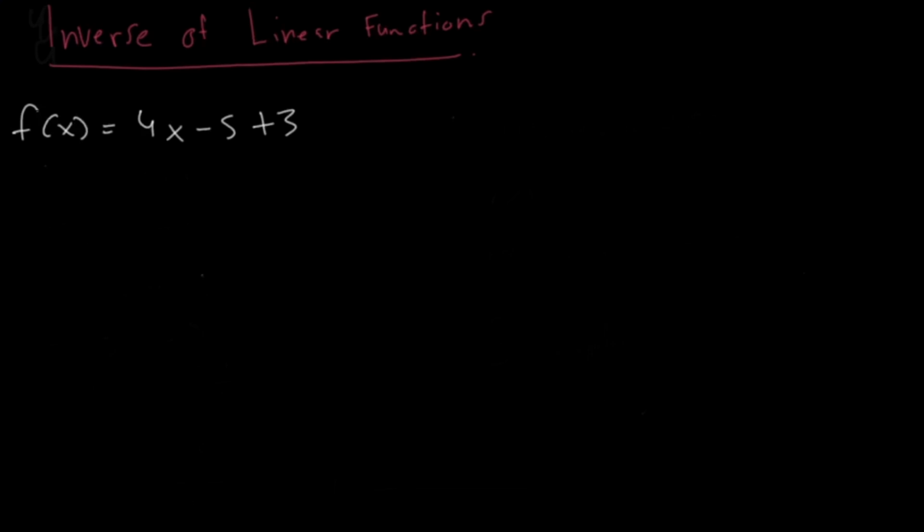So first things first, I can see that this is not simplified fully yet. So to simplify fully, let's simplify it. We know this is going to be equal to 4x, and minus 5 plus 3 is what? It's minus 2. Now we can get to work here. So first things first, we replace our f of x with y, right? So y is equal to 4x minus 2, right?